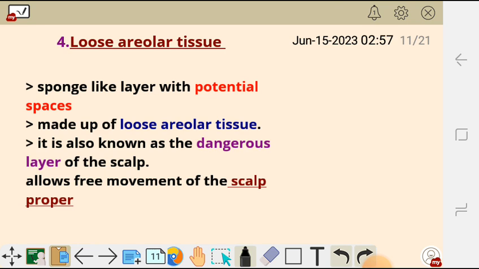Okay, now this loose areolar tissue allows movement of the scalp. It allows the movement of the scalp proper. When you say scalp proper, what we mean is that the scalp proper is simply the first three layers which we have mentioned. Those layers are tightly, firmly attached, but the loose areolar tissue allows free movement of those three layers, which are the skin, the connective tissue, and the aponeurotic layer. They are tightly attached and they can move freely over the loose areolar tissue. So the loose areolar tissue is the one which allows free movement of the scalp proper.